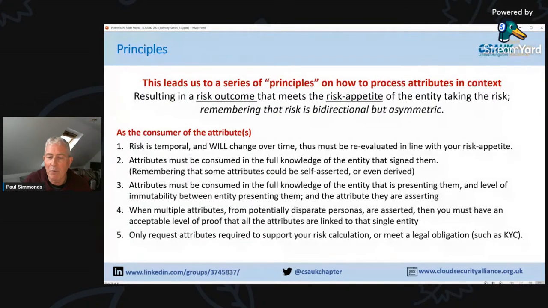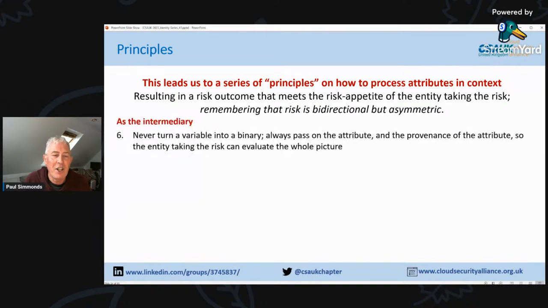Multiple attributes from potentially disparate personas are asserted. You need to have an acceptable level of proof that all the attributes are linked to that single entity. So in the case of my canoeing example, the face matches to Paul Simmons, matches to all my other bits of paper. And on privacy, only request attributes required to support your risk calculation or meet your legal obligations, such as KYC. As the intermediary, never ever turn a variable into a binary. You need to pass on the attribute and the provenance of that attribute so that the entity actually taking the risk can evaluate the whole picture.